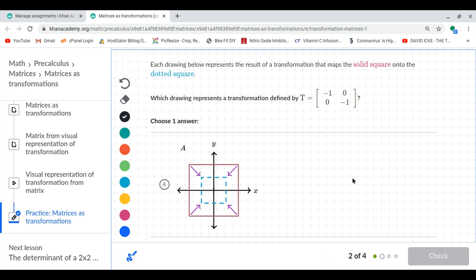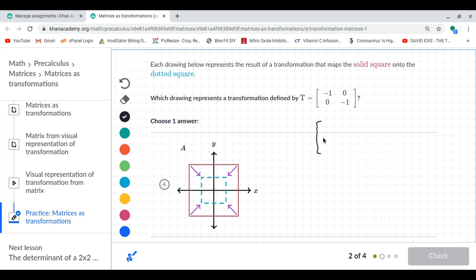Okay, so let's look at the second problem. It says each drawing below represents the result of a transformation that maps the solid square, which is the pink, to the dotted square, which is blue. Which of the following represents a transformation defined by t equals -1, 0, 0, -1?